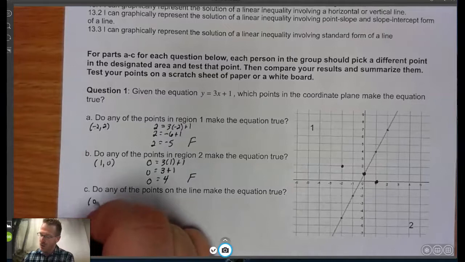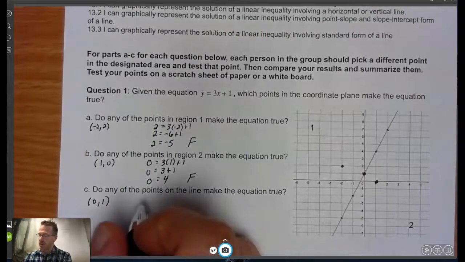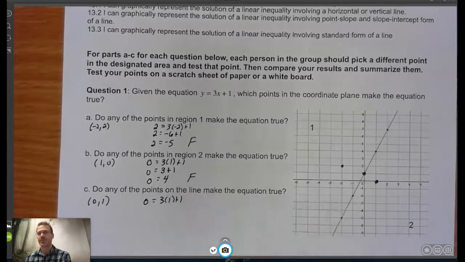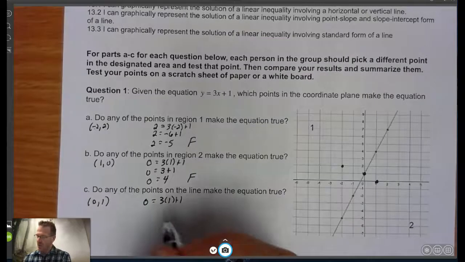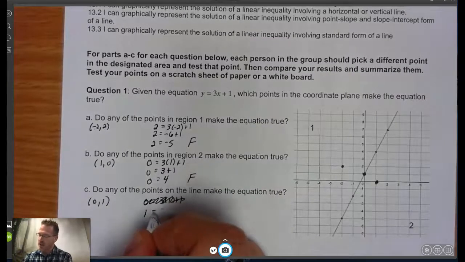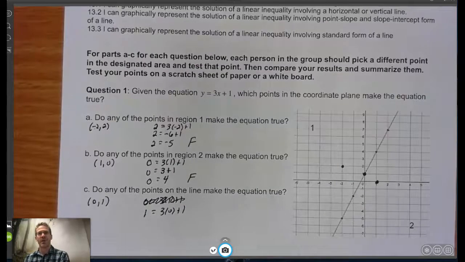So I'm going to pick 0, 1. Now, this time, y is 0, and x is 1. So I get 0 equals 3 times 1 plus 1. Oh, I reversed that, so let me do that again. So I get 1 equals 3 times 0 plus 1. I said it correctly, but plugged it into the wrong spot.